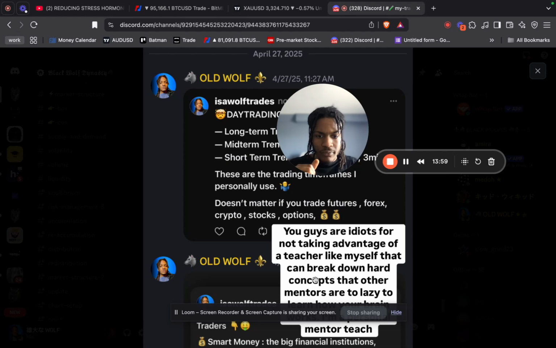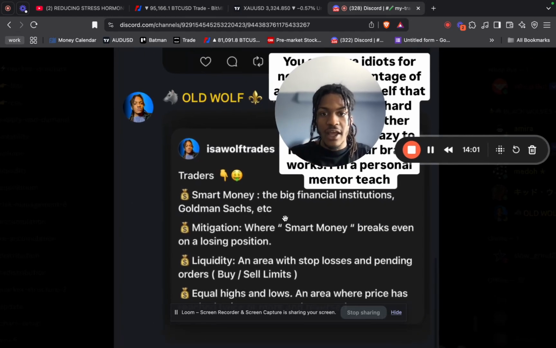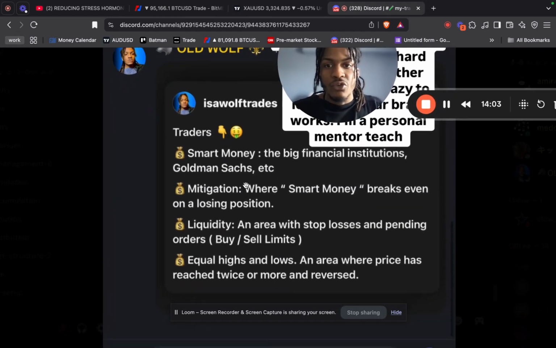So I want to go over this too. Traders, smart money, what is that? The big financial institutions, Goldman Sachs, etc. Those are the big financial institutions. They make orders in the market. What is mitigation? Mitigation is when smart money, these whales, will break even on a losing or winning position by selling.